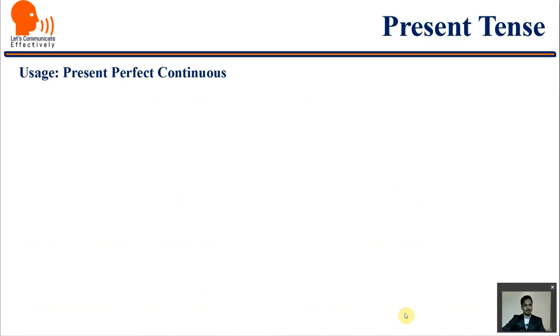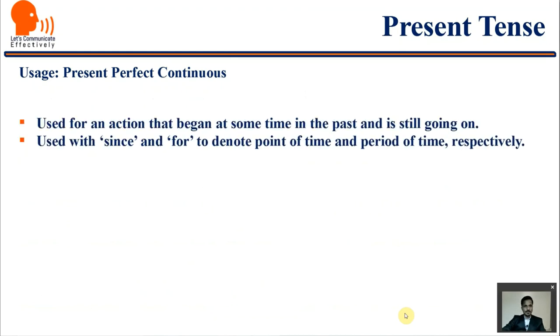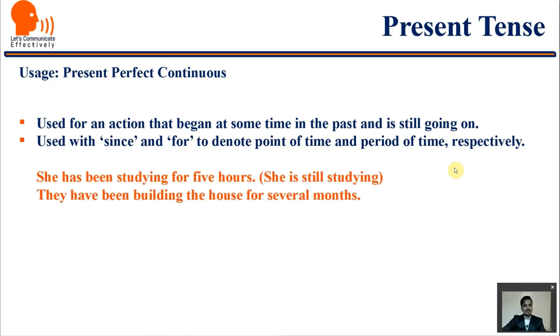Let's move ahead. The fourth aspect of present tense, present perfect continuous. It is used for an action that began at some time in the past and still it is going on. Used with since and for. Just remember, it is used with since and for to denote point of time and period of time respectively. Let us see the examples. She has been studying for 5 hours. Right? She has been studying for 5 hours. She is still studying. They have been building the house for several months.